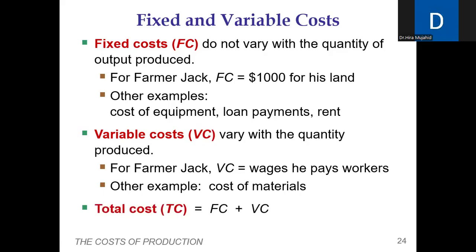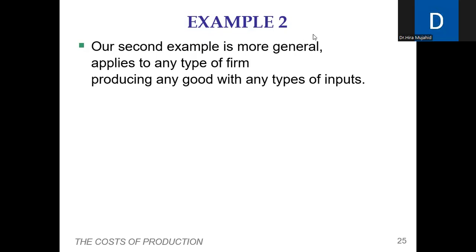Write these formulas down, so it will help you to answer some assignments and questions after the lecture, right? So you have an important formula: total cost, which is the sum of the fixed cost and the variable cost, right? Example number two: we will discuss what applies to any type of firm producing any good with any types of input, right?